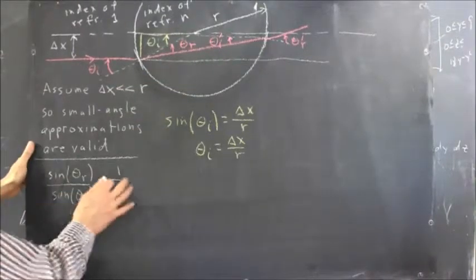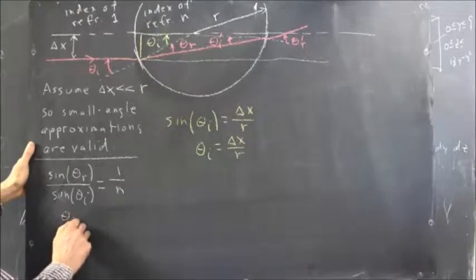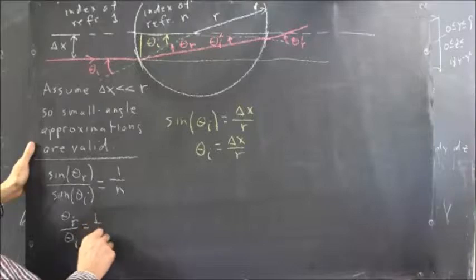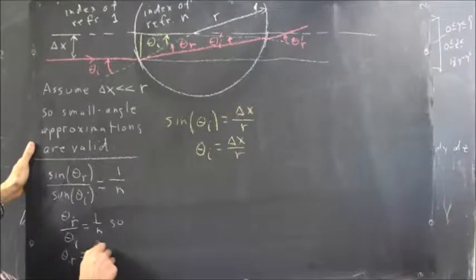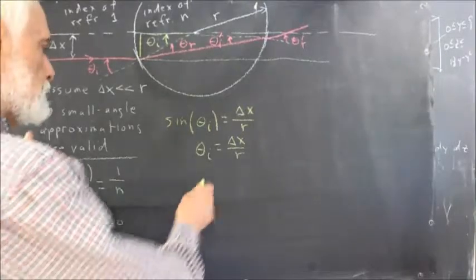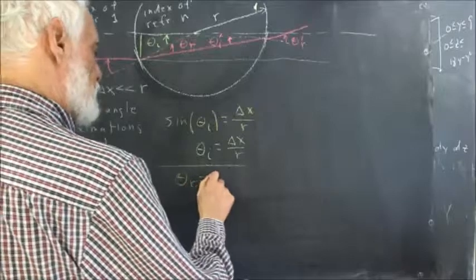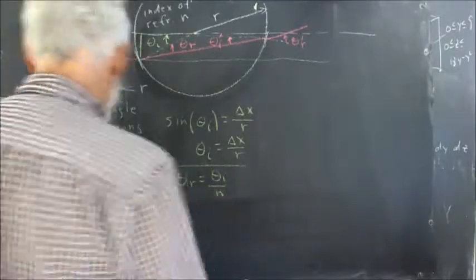Okay. Well, by small angle approximation, that tells us that theta r over theta I equals 1 over n. So the angle of refraction is theta I divided by n. So theta r equals theta I divided by n.